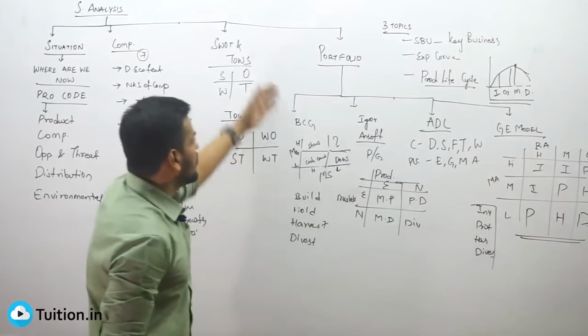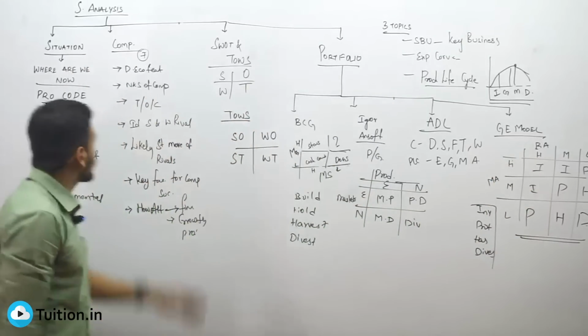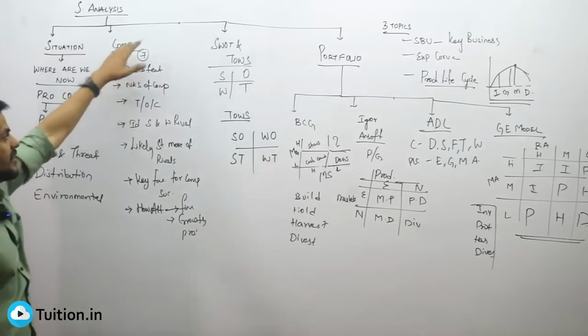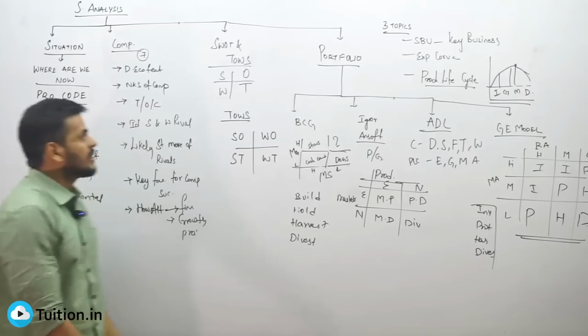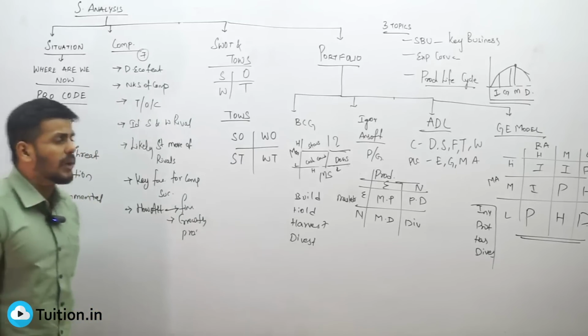That completes our 4 strategic analyses: situation analysis, competitor analysis, SWOT and TOWS analysis, and portfolio analysis. This is our 3rd chapter. Are you clear on this point? Should I move on to the 4th chapter?